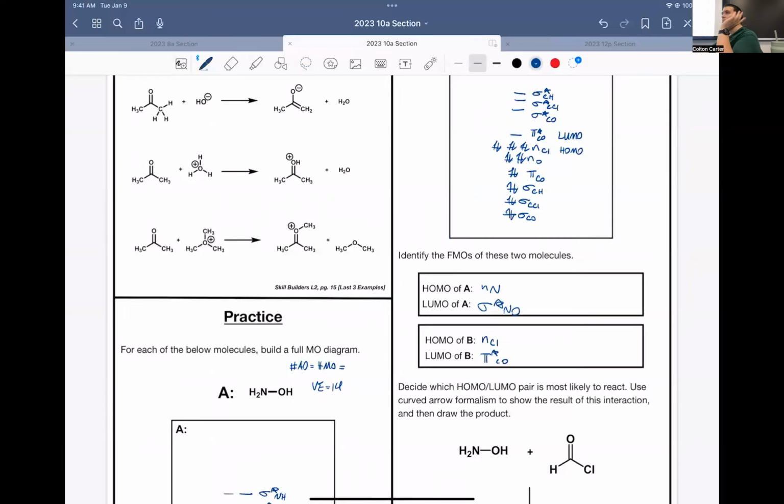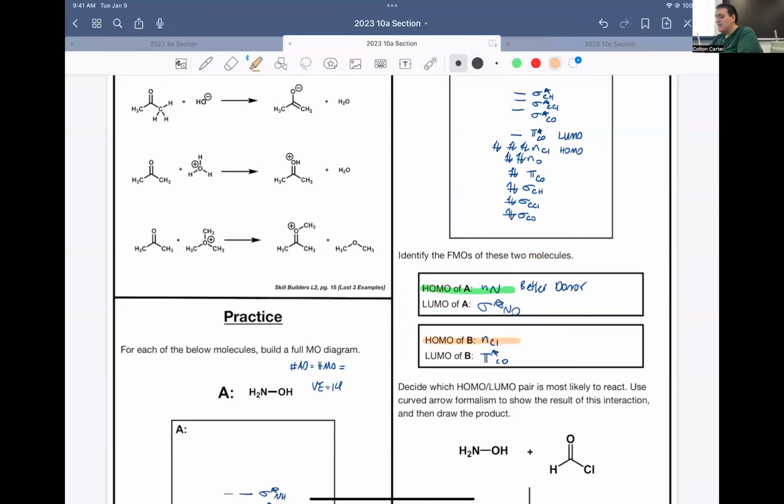We're doing some creativity here, trying to put this together. The way that we do it is we look at both of the HOMOs and we say, which of these is a better donor? A lone pair on nitrogen or a lone pair on chlorine? Nitrogen, why? So this is the better donor. And then I guess the chlorine comes second place as the donor.